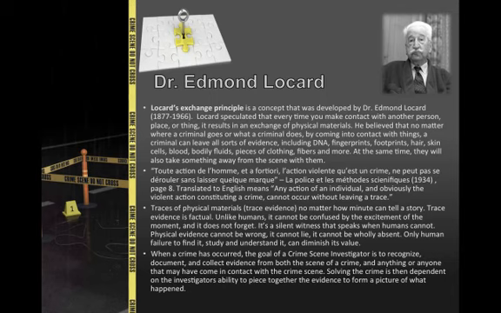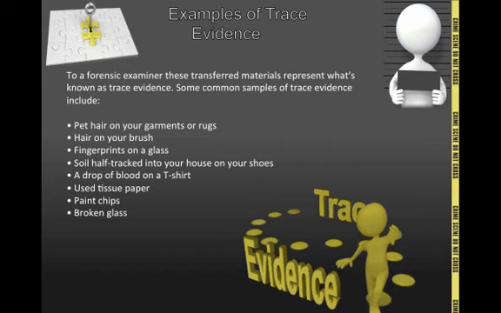Examples of trace evidence. To a forensic examiner, these transferred materials represent what's known as trace evidence. Some common samples of trace evidence include your little cute pet hair on your garment or rug, your hair on your brush, the fingerprints on that glass, soil half tracked into your house on your shoes, a drop of blood on a t-shirt, a used tissue paper, paint chips, and broken glass. All of this would unfold trace evidence for us.